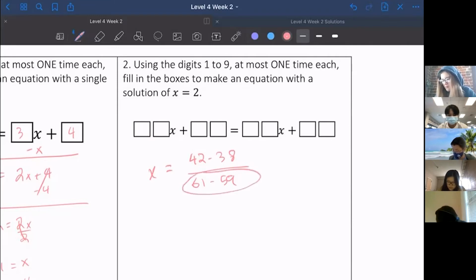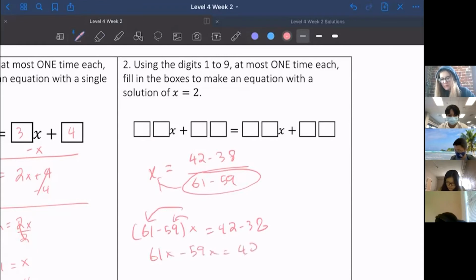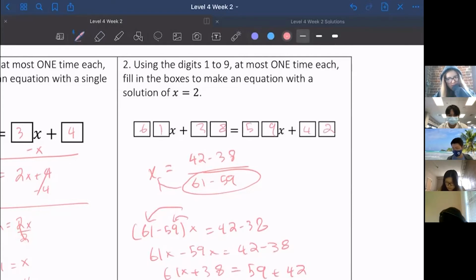So we can multiply this entire thing to the other side to get 61 minus 59 all times x is equal to 42 minus 38. And then we can distribute our x to get 61x minus 59x is equal to 42 minus 38. And then once we do our additions, this should give us a pretty nice answer. And that's one of the solutions for this problem. 6, 1, 3, 8, 5, 9, 4, 2. And so yeah, that one works.